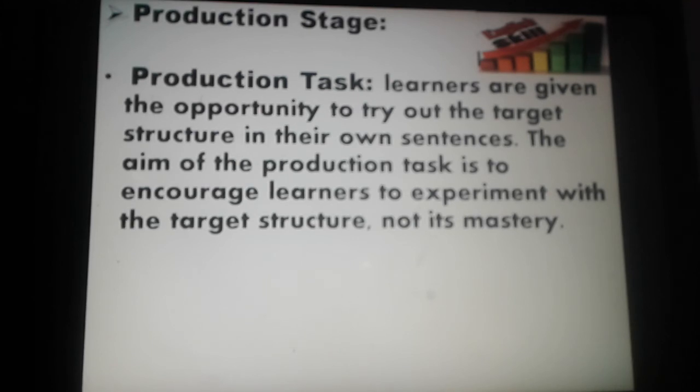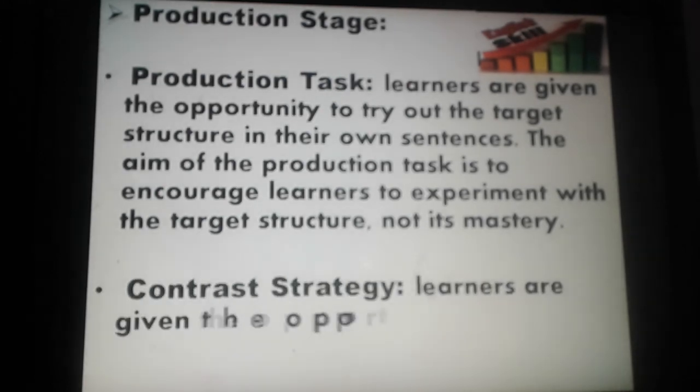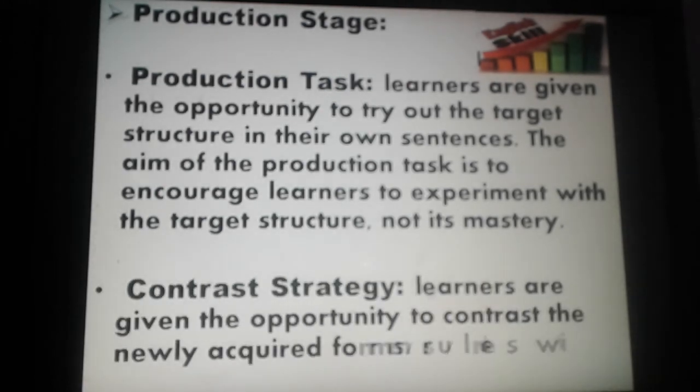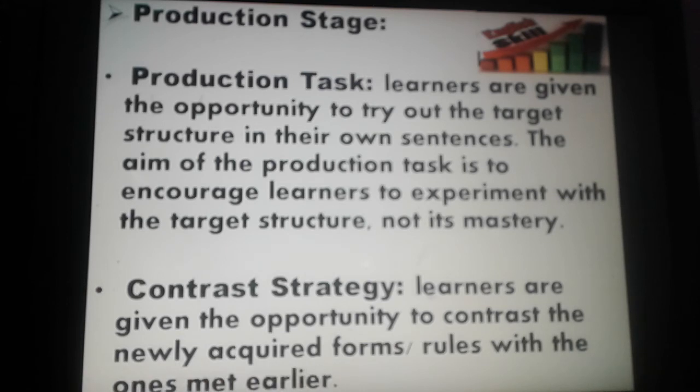The next activity is contrast strategy. Learners are given the opportunity to contrast the newly acquired forms, rules with the ones learned before.